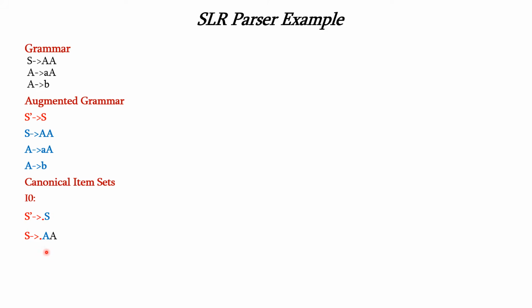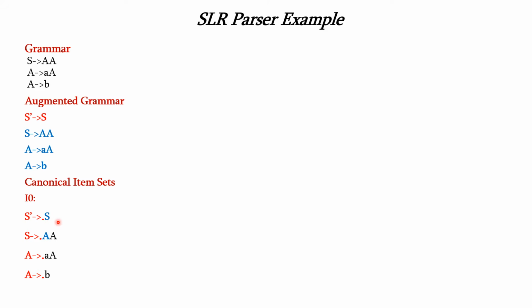Now the dot is before the variable A, so we write the relevant productions of A. A has two productions, A → AA and A → a. So we write A → .AA and A → .a. We place the dot before the first symbol in the RHS for every production in item set 0. Now we consider this item set, and for each production we consider the symbol which has the dot before it and then expand this item set.